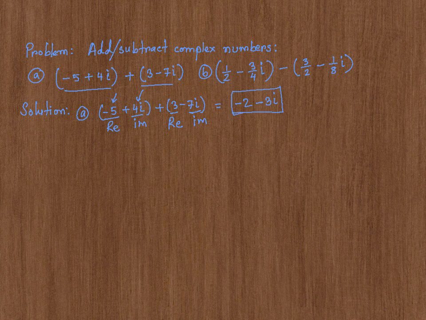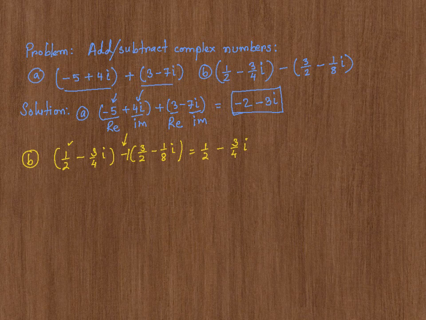Now let's do the next one, which is B. In this one, you need to be careful. There is a negative sign here. That means you're subtracting, correct? So it's like having a negative 1 in front of it. So you need to distribute this negative sign. So the first one stays as it is, 1/2 minus 3/4 i.